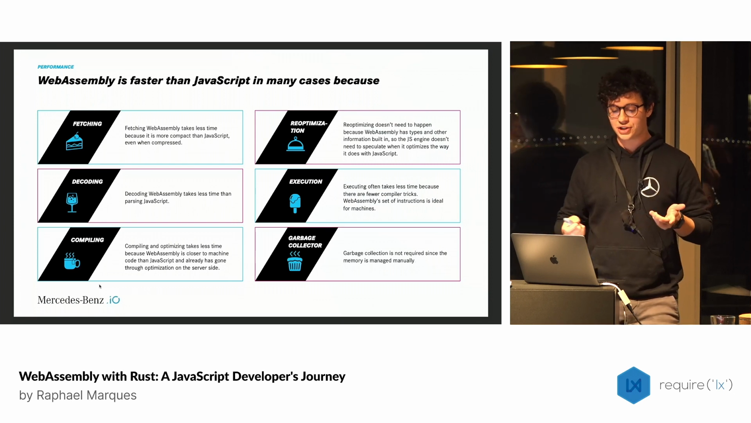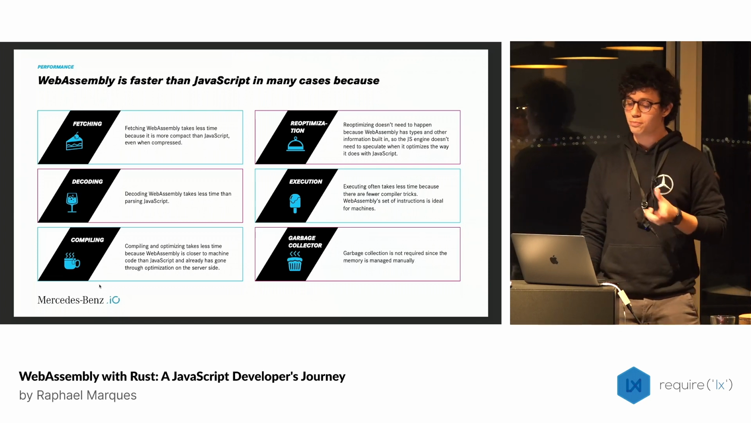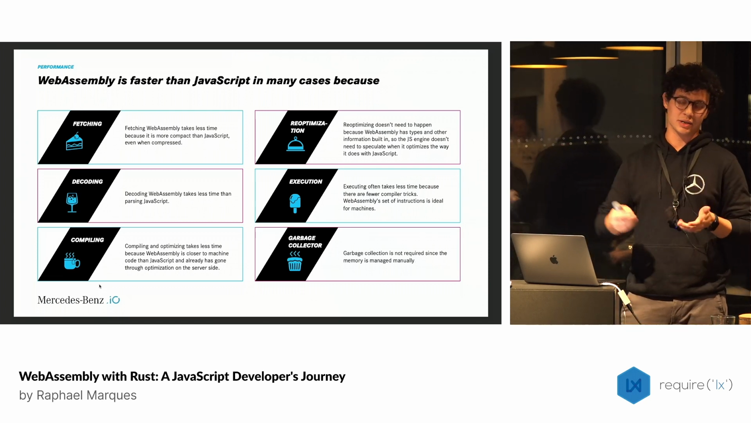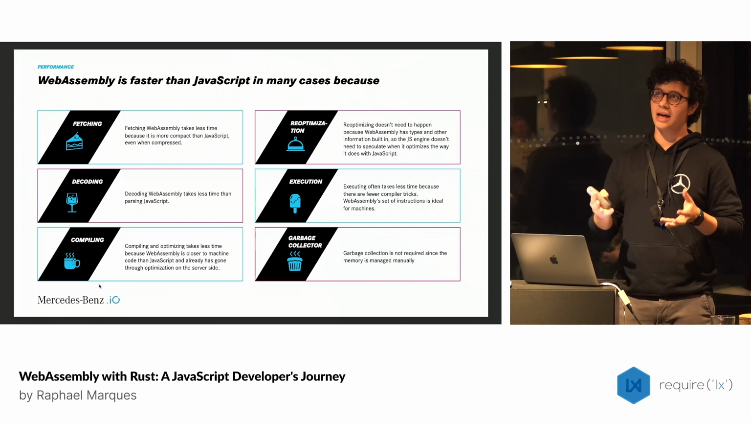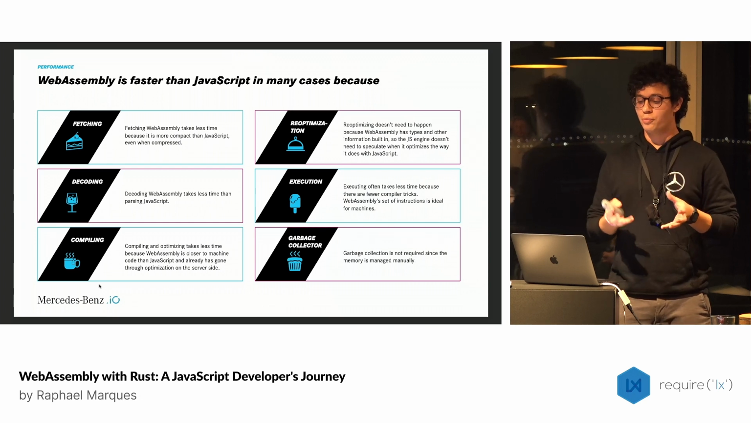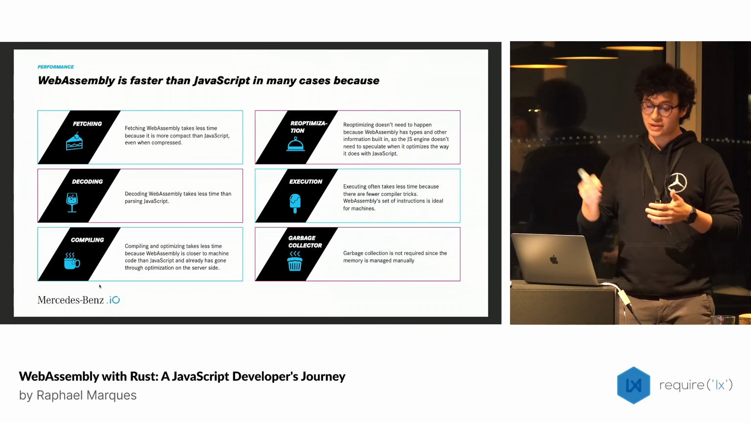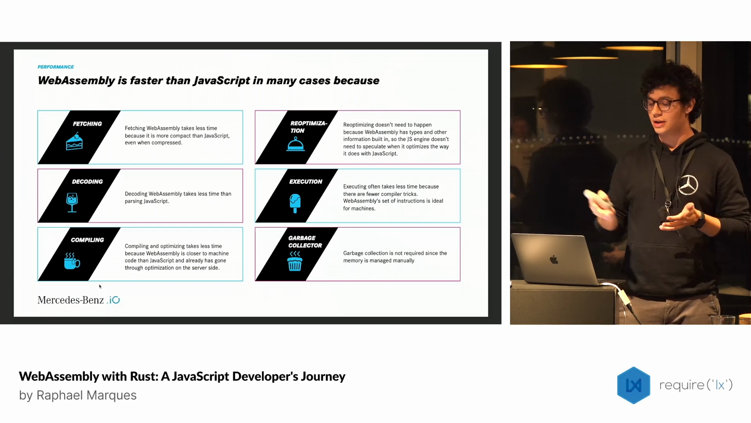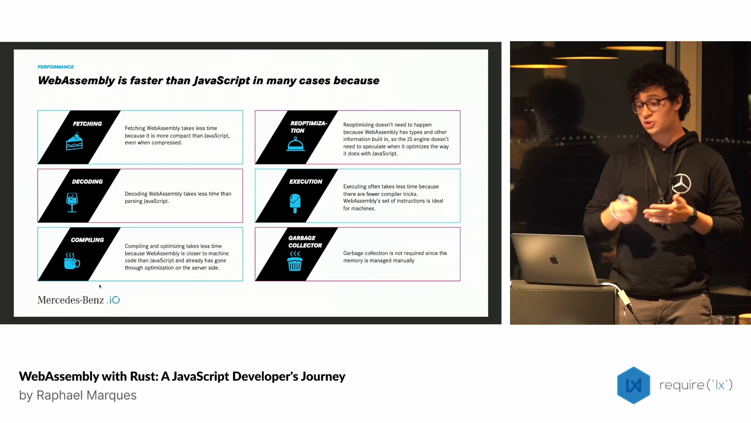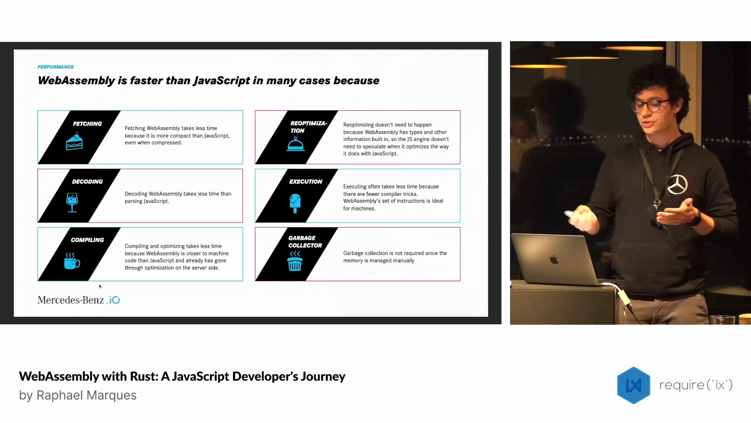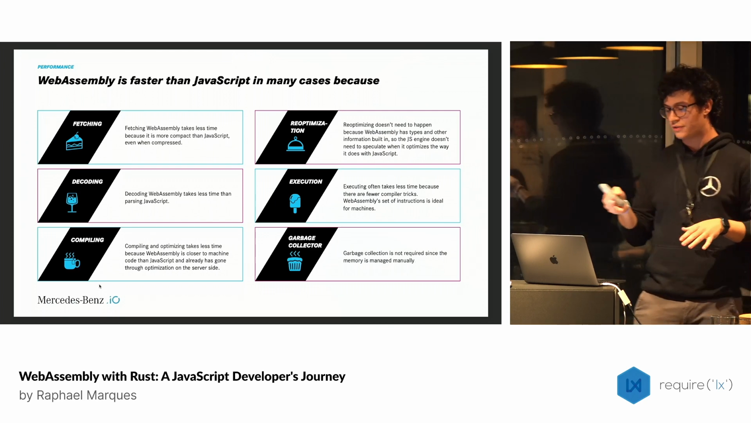The first one is fetching. Fetching WebAssembly takes less time because it's more compact than JavaScript, even when compressed. Basically, what I'm saying here is the code that we're gonna have in compiled WebAssembly will be a binary code. So it will always be smaller, and will always take less time to fetch this code to the browser, to wherever you're running your code. So especially in slow connections, this is one of the things that we should take into consideration because it will be so much faster.